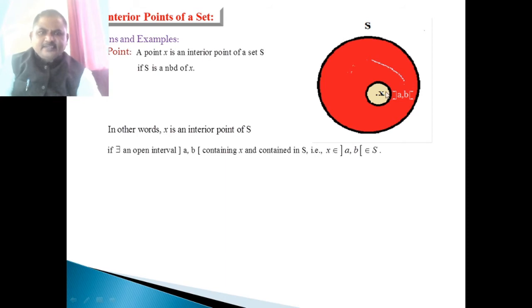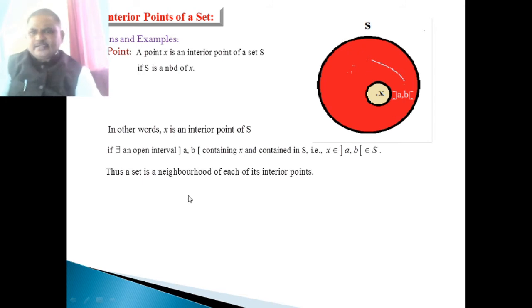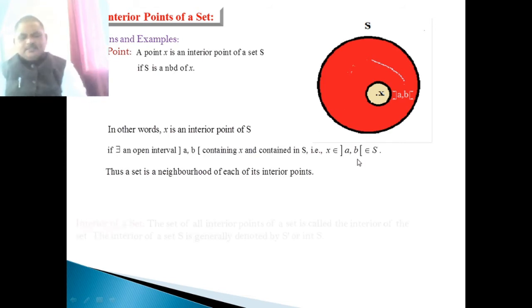That is, x belongs to this open interval, which is a subset of, or equal to, S. Thus a set is the neighborhood of each of its points, because x is an arbitrary point. This set S is the neighborhood of each of its points.